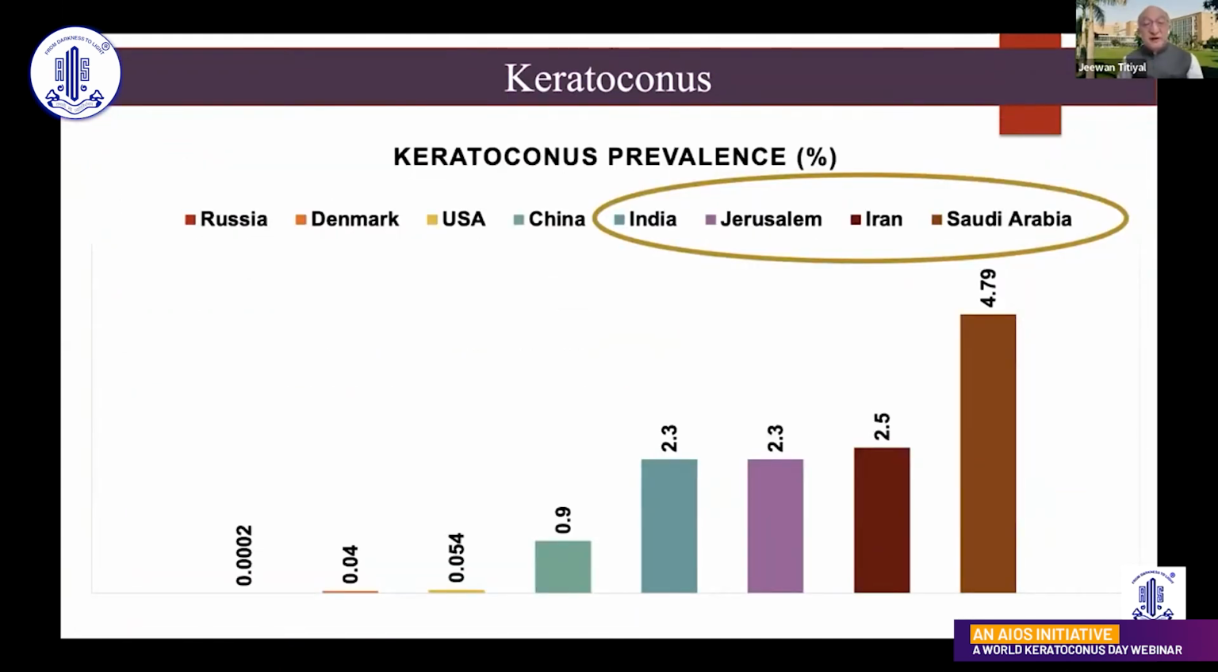What is the prevalence? How many people are suffering from this disease across the world? If you see this bar diagram, different countries have been demarcated here. You can see that India and some of the Asian countries have a higher prevalence of the disease compared to other countries like the USA, Denmark and Russia, which have a lesser magnitude of the problem. So there's a definite change in the profile of patients in terms of prevalence in various parts of the world.